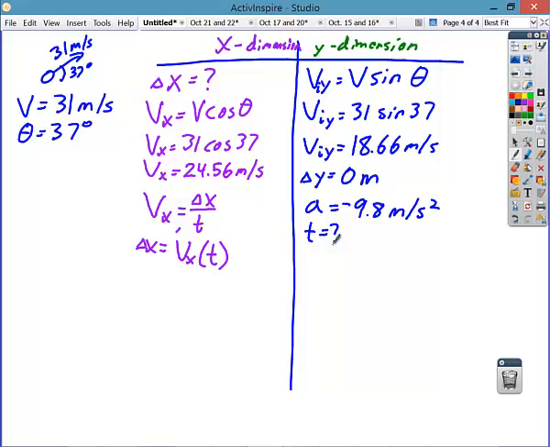So your original formula is this one. Delta y is equal to vi times t plus 1/2 a t squared.